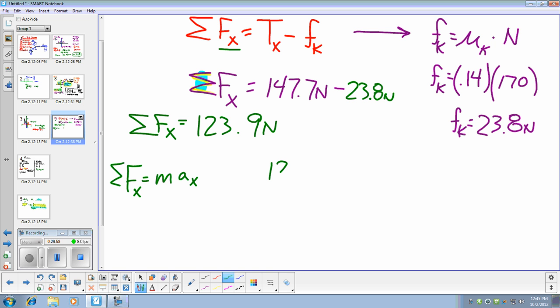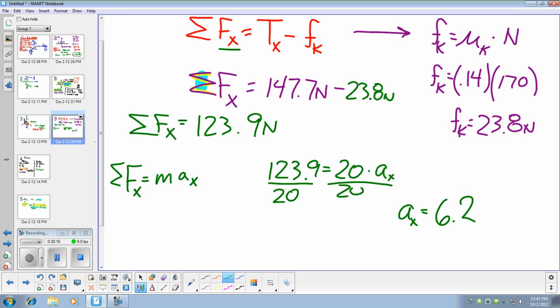So let's do a tiny bit more plugging and chugging. We see that 123.9 is equal to the mass, which was a given value of 20 kilograms, multiplied by a in the x. Divide by 20 on both sides, and we find that our acceleration value in the x component is equal to 6.2 meters per second squared.